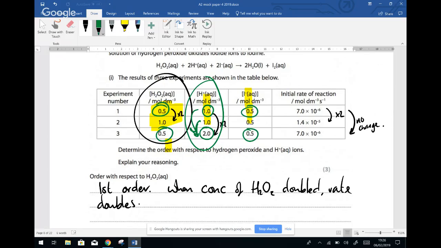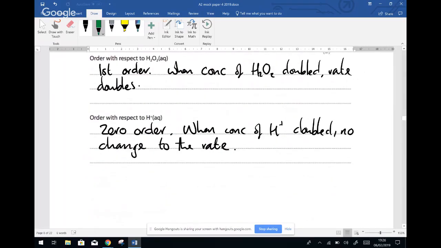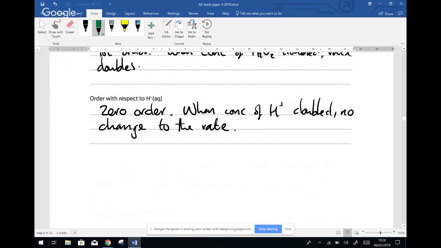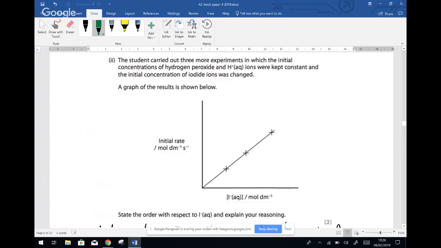Makes it easy for me. So they've doubled it. What's happened to the rate from here to here? The answer is nothing. So 0 change. So 0 order with respect to H+ is when the concentration of H+ is doubled, there's no change to the rate. You move on. Nice and easy.